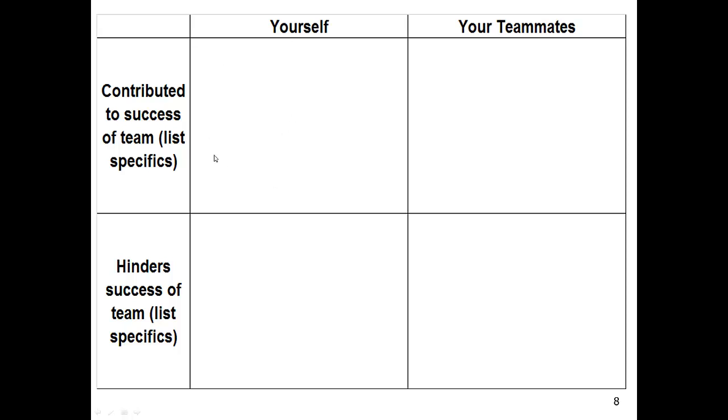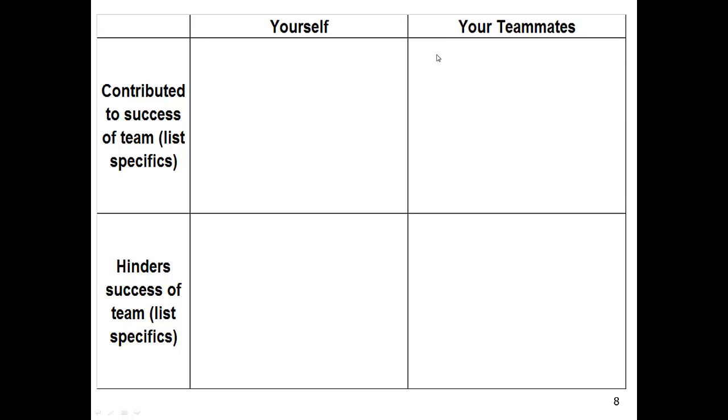And then down here, nobody's perfect, so what did you yourself do that hindered the success of the team? So maybe you were late to meetings, maybe you didn't keep the meetings on track, maybe you were late turning in some of your assignments. So list some specifics here. And it could be a variety of teams that you want to pull examples from, or just one project that you worked on.